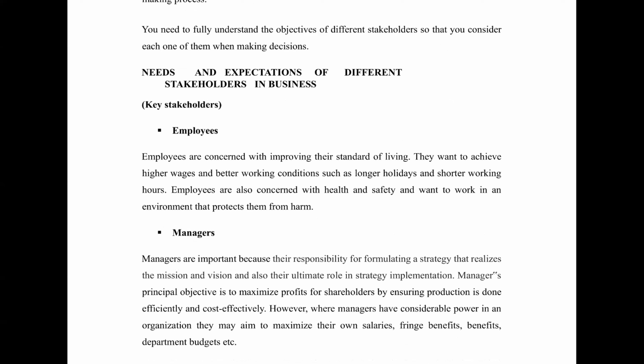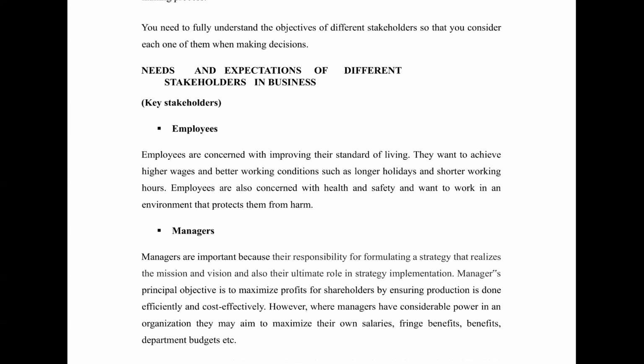No questions. Right. Now let's look at the needs and the expectations of different stakeholders in a business. Let's look at the different stakeholders and their needs. Okay, that is what we want to do. Let's look at them. Number one, let's start with the employees.